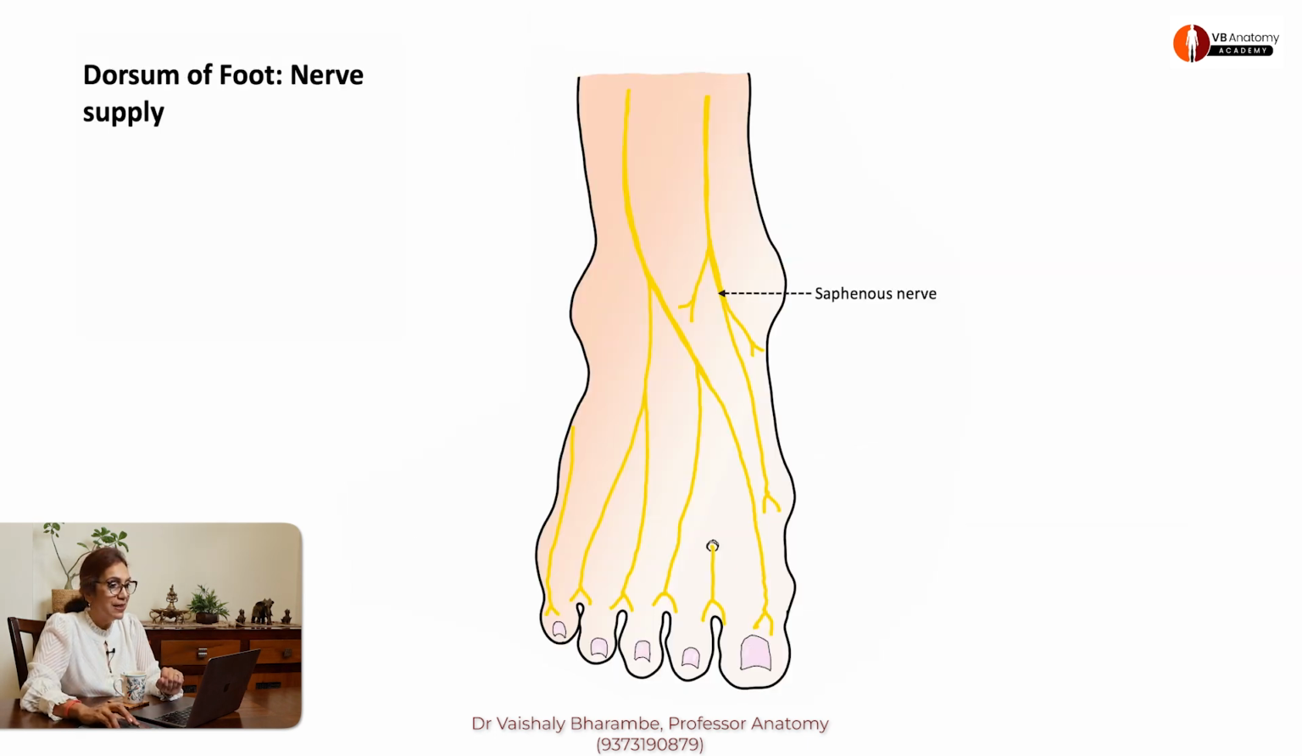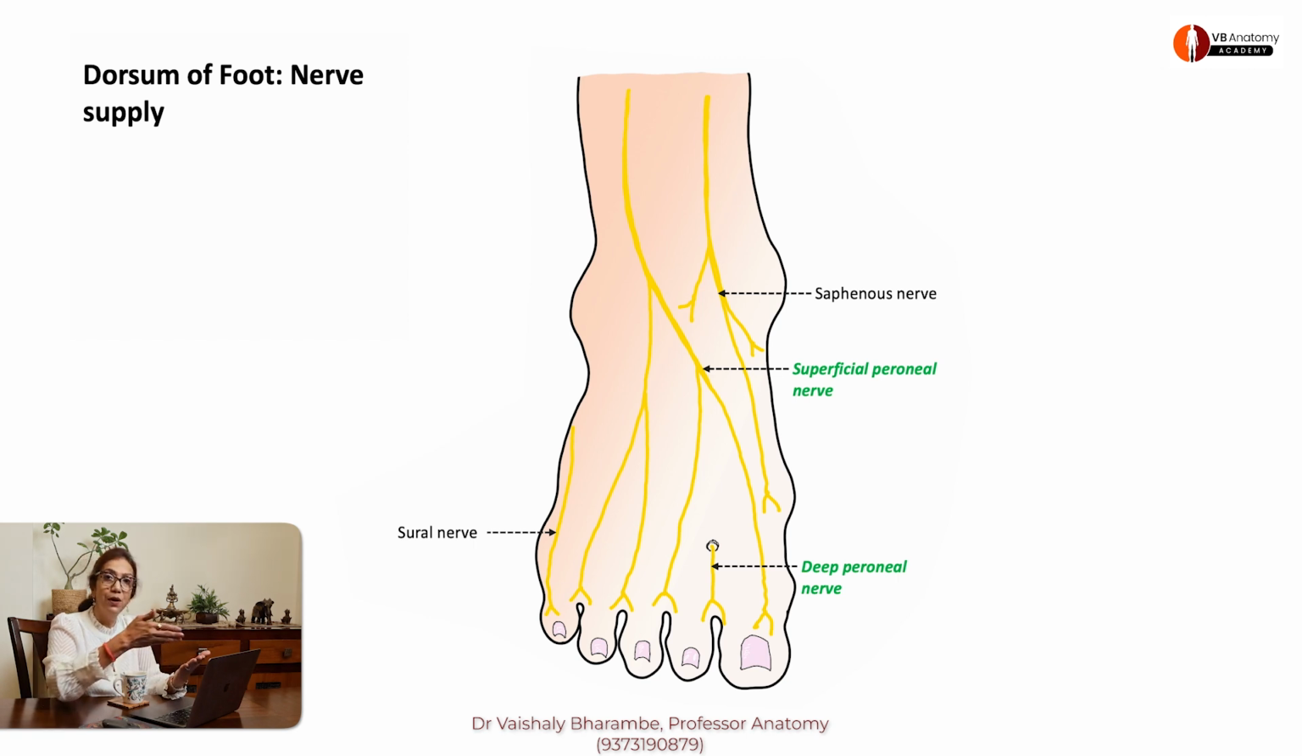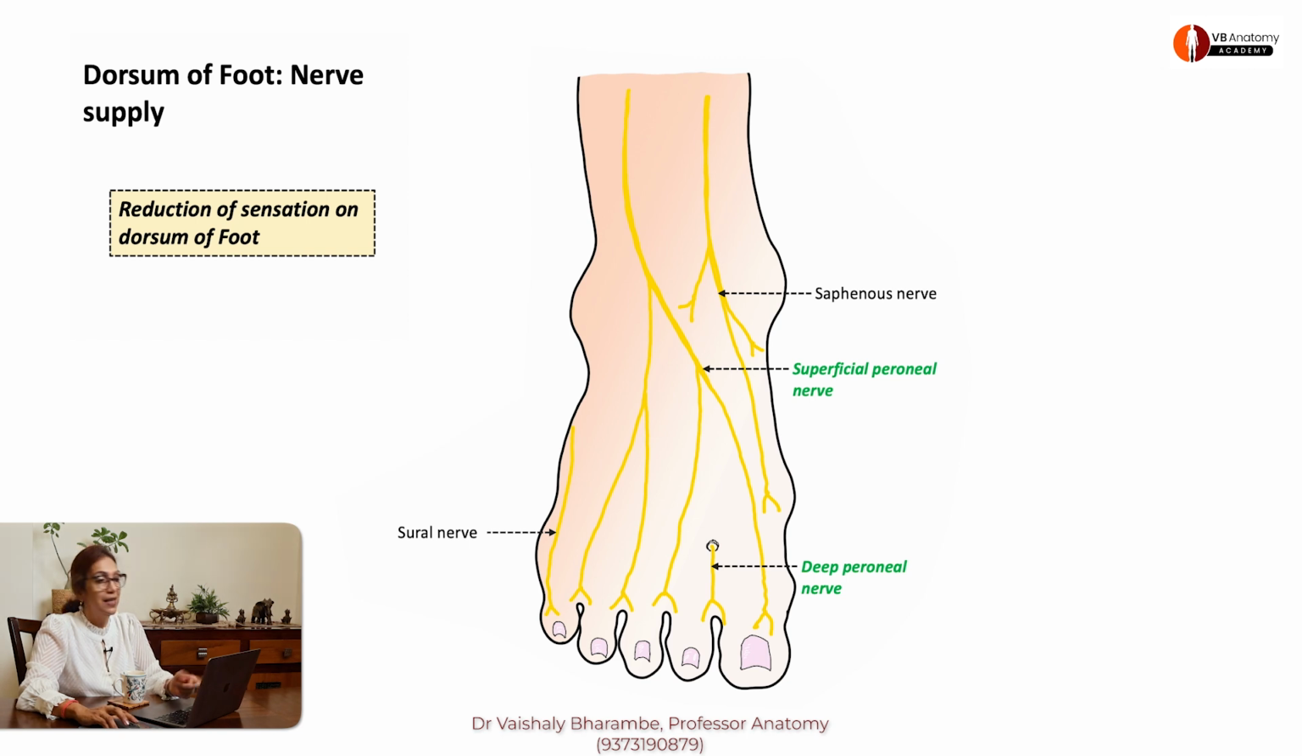Now let's take a look at the skin. Over here you can see this is the superficial peroneal nerve spreading out to supply the dorsum of the foot, and this is a tiny bit of deep peroneal nerve also assisting. So we know superficial peroneal is cut, we know deep peroneal is cut, and therefore sensation on the dorsum of the foot is going to be lost. This explains the reduced sensation on the dorsum of the foot.